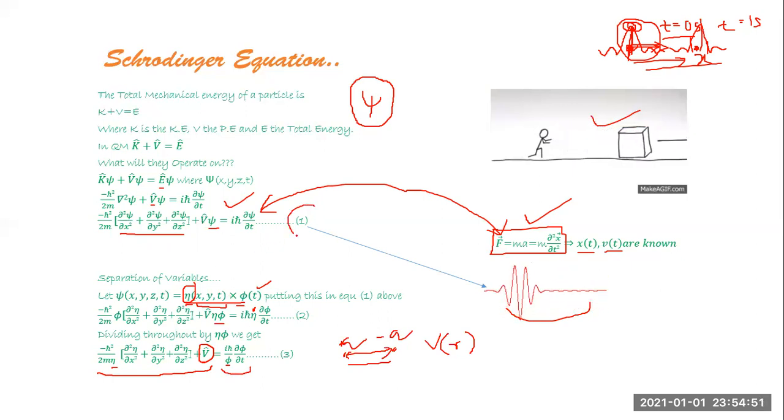Equation 1 was a coupled differential equation where psi was a function of both position and time. By separation of variables, that is by taking psi as a product of two functions, one function of space and one function of time, we have managed to decouple the differential equation. One differential equation on the left is a function of position only, and the other on the right is a function of time only. So we have managed to decouple the coupled equation.